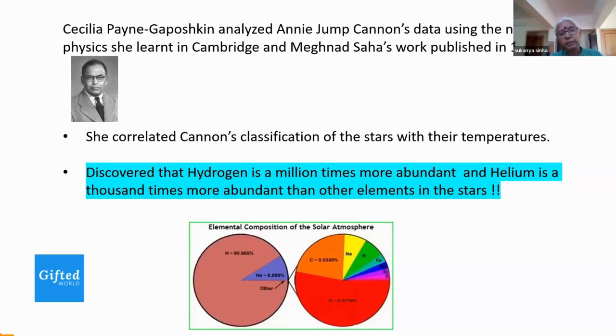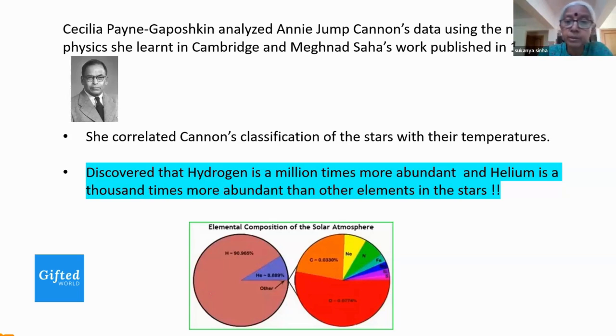Then she looked at the abundances and she discovered something very spectacular. Until Cecilia Payne's discovery, people thought the composition of the Earth and the stars were roughly the same. Whatever elements were found on Earth were the same in the stars, in the same proportion. And what she found was that hydrogen is 1,000,000 times more abundant, and helium is 1,000 times more abundant, than all the other elements in the stars. And this was such a momentous discovery that other people did not believe her.